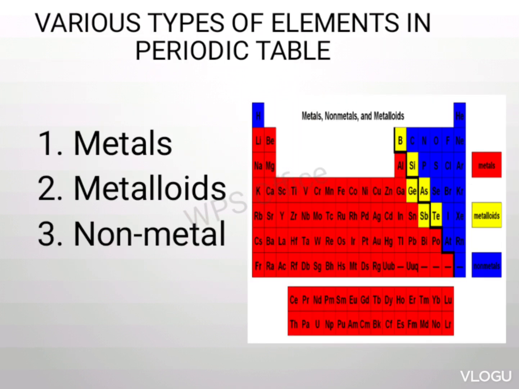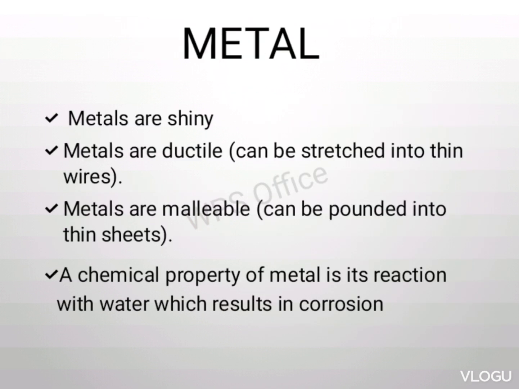The various types of elements in the periodic table: first is metals, second metalloids, third non-metals. First we will talk about metals. Metals are shiny, ductile, malleable, and can be formed into thin sheets. A chemical property of metals is their reaction with water, which results in corrosion. Metals are good conductors of heat and electricity and are malleable and ductile.